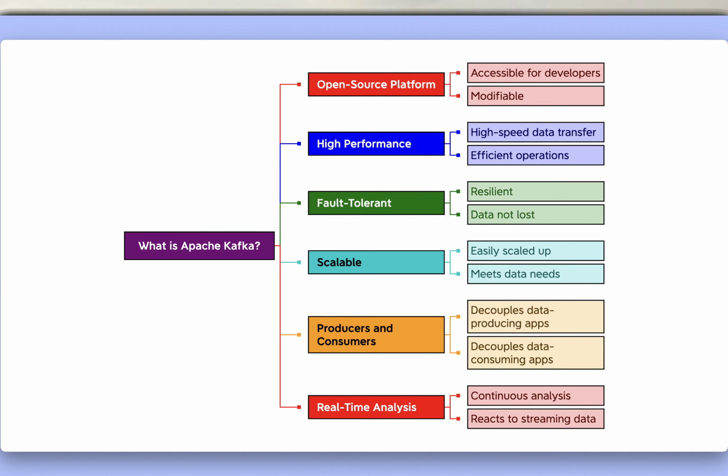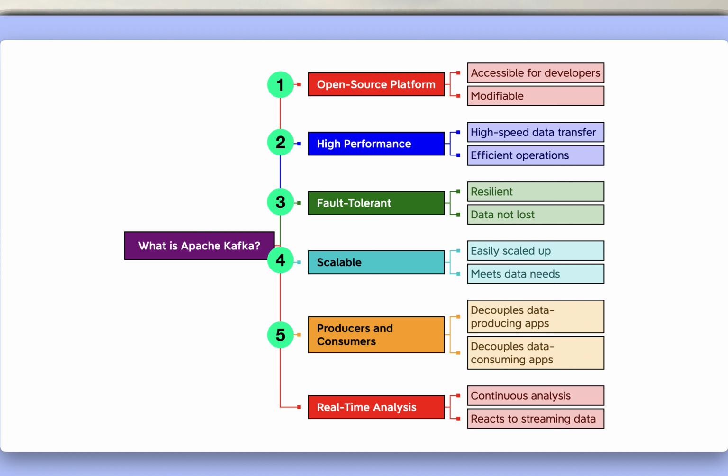What is Apache Kafka? 1. Open source platform. Apache Kafka is an open source platform, making it accessible for developers to use and modify. 2. High performance. It is designed to handle high-speed data transfer and operations efficiently. 3. Fault tolerant. Apache Kafka is built to be resilient, ensuring that data is not lost during system failures. 4. Scalable. The platform can be easily scaled up to meet growing data needs.